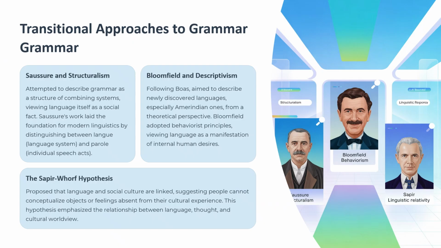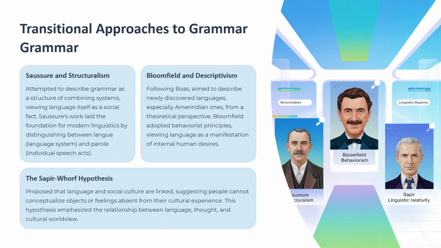Transitional approaches to grammar. Saussure and structuralism attempted to describe grammar as a structure of combining systems, viewing language itself as a social fact. Saussure's work laid the foundation for modern linguistics by distinguishing between langue, the language system, and parole, individual speech acts. Bloomfield and descriptivism, following Boas, aimed to describe newly discovered languages, especially Amerindian ones, from a theoretical perspective. Bloomfield adopted behaviorist perspectives, viewing language as a manifestation of internal human desires.